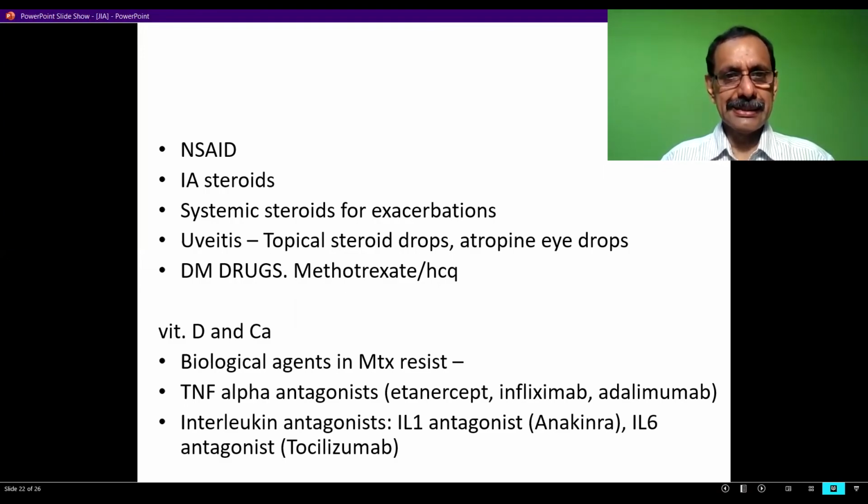What is meant by biological agent? It is tumor necrosis factor antagonists. For example, etanercept, infliximab, adalimumab. So you need to know one or two names just for your theory. It's not important for MBBS. The other biological agent available is interleukin antagonists, because in etiopathogenesis we said these interleukins are secreted and that produces inflammation. So if you take care of these interleukins, that inflammation will come down. Interleukin 1 antagonist is anakinra. Interleukin 6 antagonist is tocilizumab.